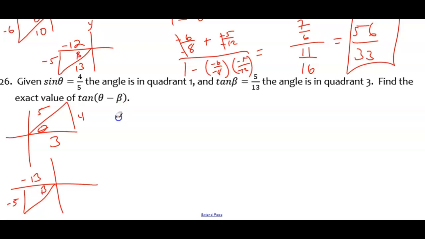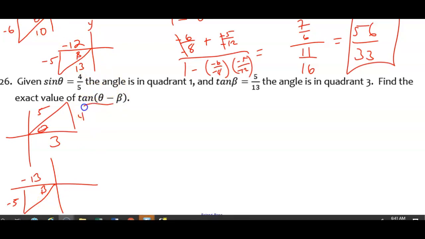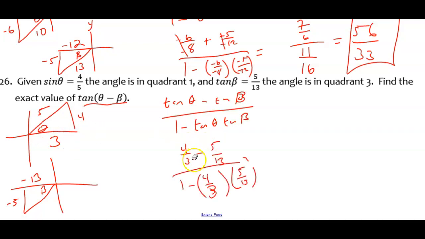Actually, do I even need the Pythagorean theorem right here? No, I don't, because I don't need the hypotenuse. I don't even need the hypotenuse for this one because I just need tangent for this one. So anyway, tangent of theta minus beta is going to be tangent of theta minus tangent of beta all over 1 minus tan of theta, tan of beta. So tangent of theta is 4/3 minus tangent of beta, which is 5 over 13, all over 1 minus tangent of theta times tangent of beta.